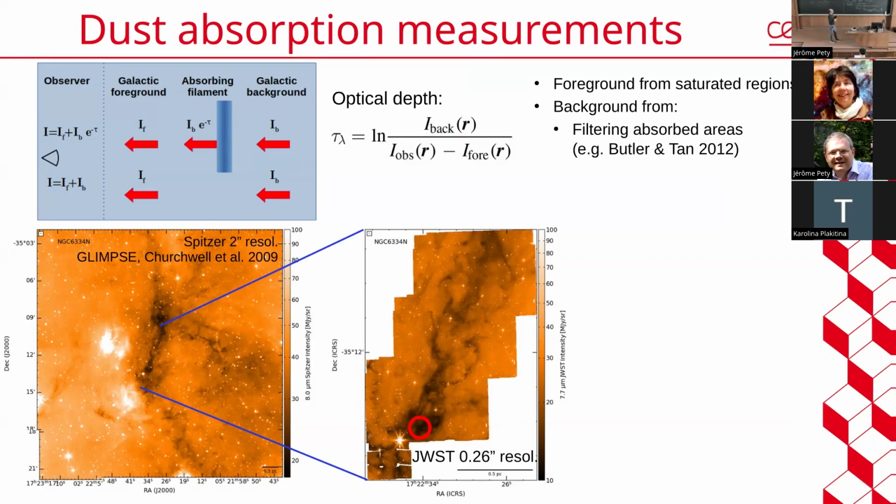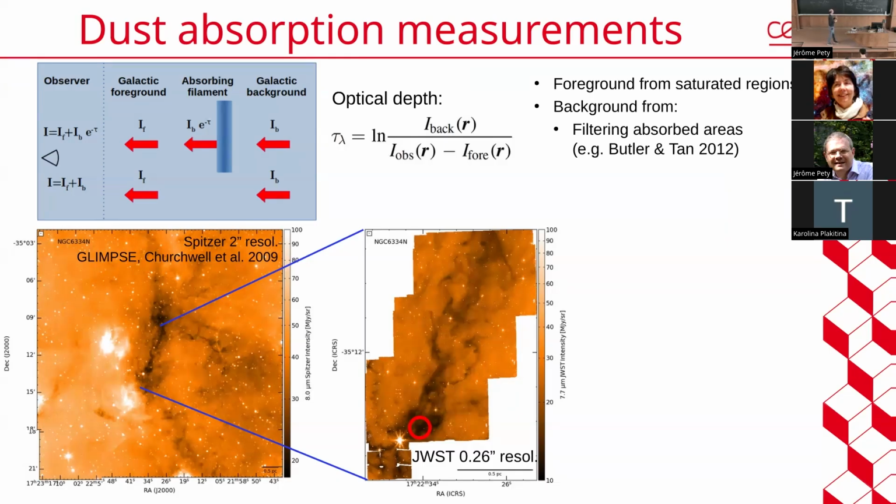But then we also need some idea of the background. And for the background, the typical approach was just filtering the whole structure, like Butler and Tan is an example for that. However, if you look at only the James Webb data, you see the field of view is actually quite small. So you cannot use a big filter to get rid of all of the absorbed material.